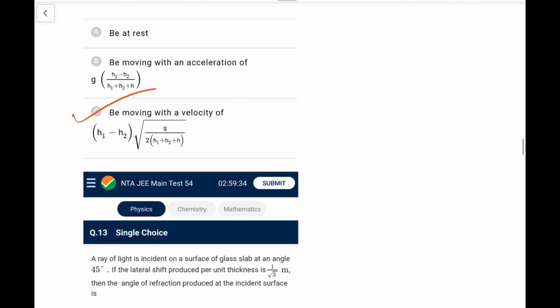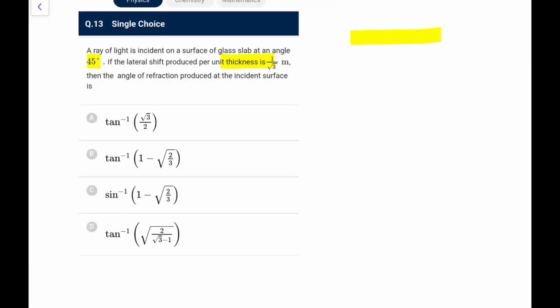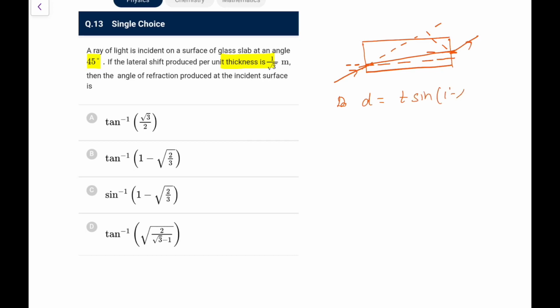Okay, now go ahead. A ray of light is incident on a surface of a glass slab at an angle 45. If the lateral shift produced per unit thickness is 1 by root 3 meters, then the angle of refraction produced at the incident surface of a glass slab. You know generally what we used to do, this is, let's say, a glass slab, and let's say this is incident at some angle I, it goes here and again it goes like this. So the lateral shift generally we calculate like this. This is the formula, the lateral shift, that shift you call it d, we directly write it as t sine of (I minus r) into sec r, or you write it as divided by cos r.